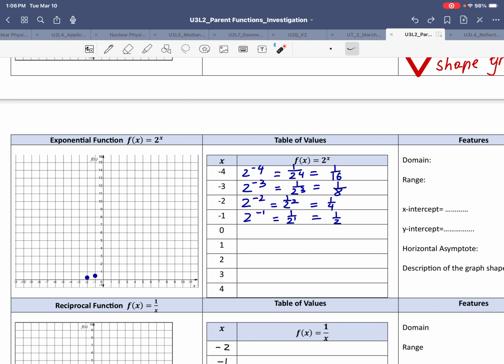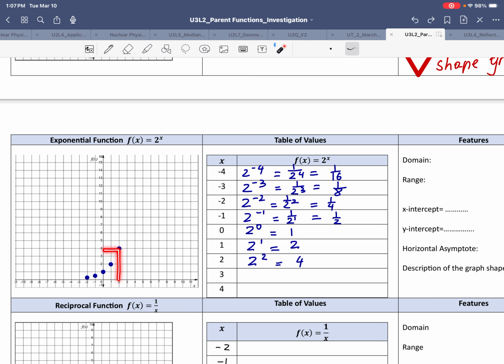Now, at negative 1, we have 1/2. So far, we have these 2 points on the grid, as you can see. When x equals 0, the value of y, 2 to the power 0, is simply equal to 1. So (0, 1). Now, when x equals 1, we have 2 to the power of 1 equals 2. So (1, 2). When x equals 2, we have 2 squared equals 4.